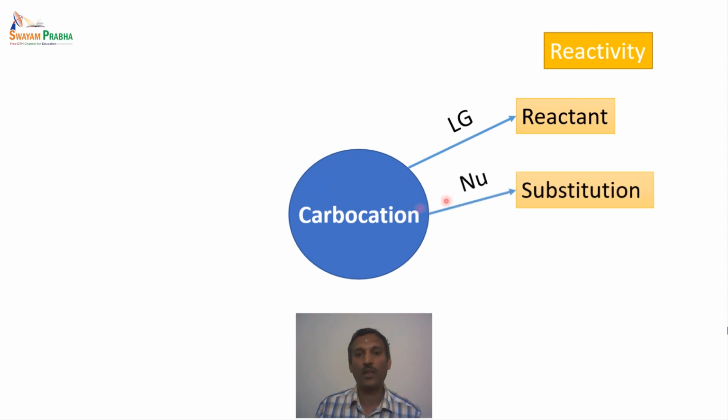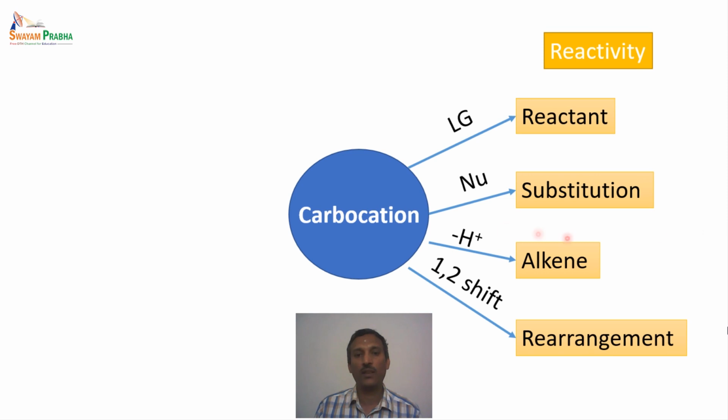Then the carbocation can be attacked by the nucleophile to give the substituted product. So this is also possible. This is the one we are actually looking for in the substitution nucleophilic reactions. Then the carbocation can lose a proton to give an alkene or olefin. This is also possible. Then the carbocation can also undergo 1,2 shift or rearrangement. These are all some of the reactions of the carbocation.